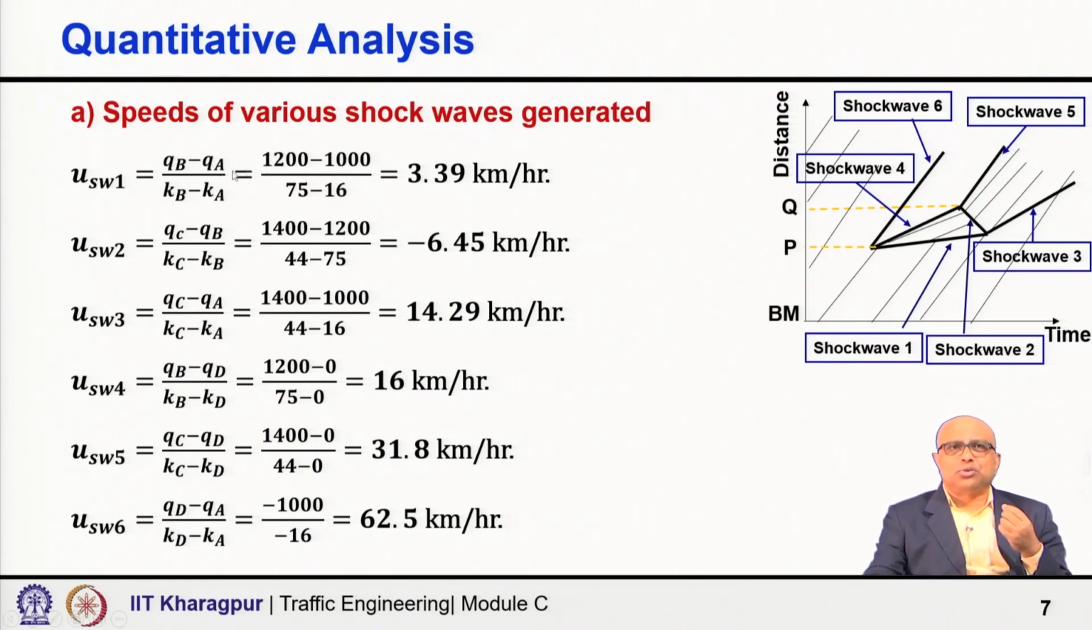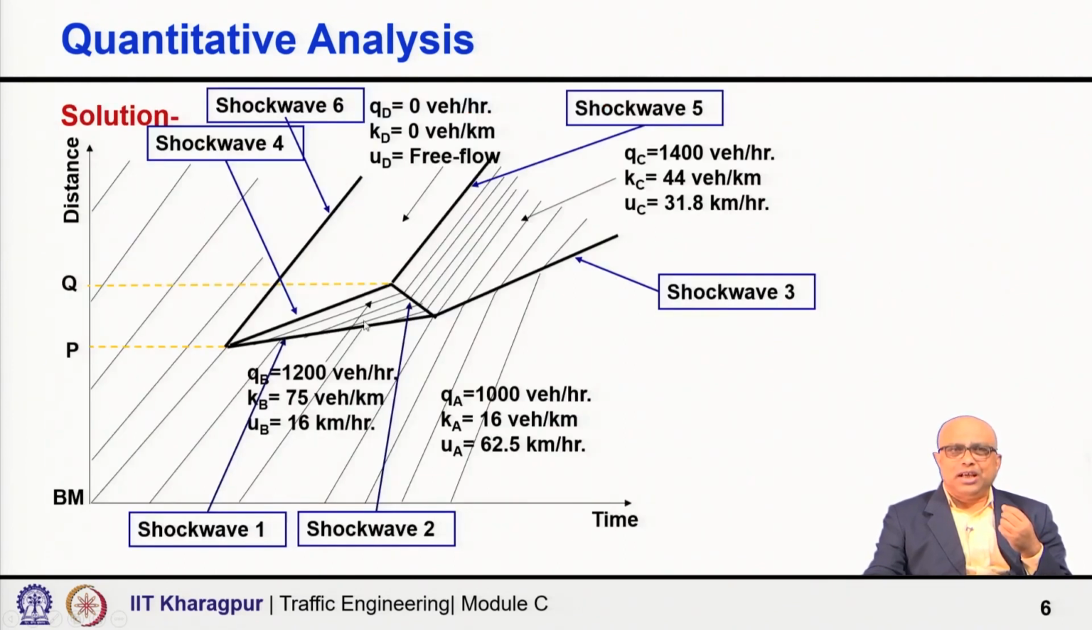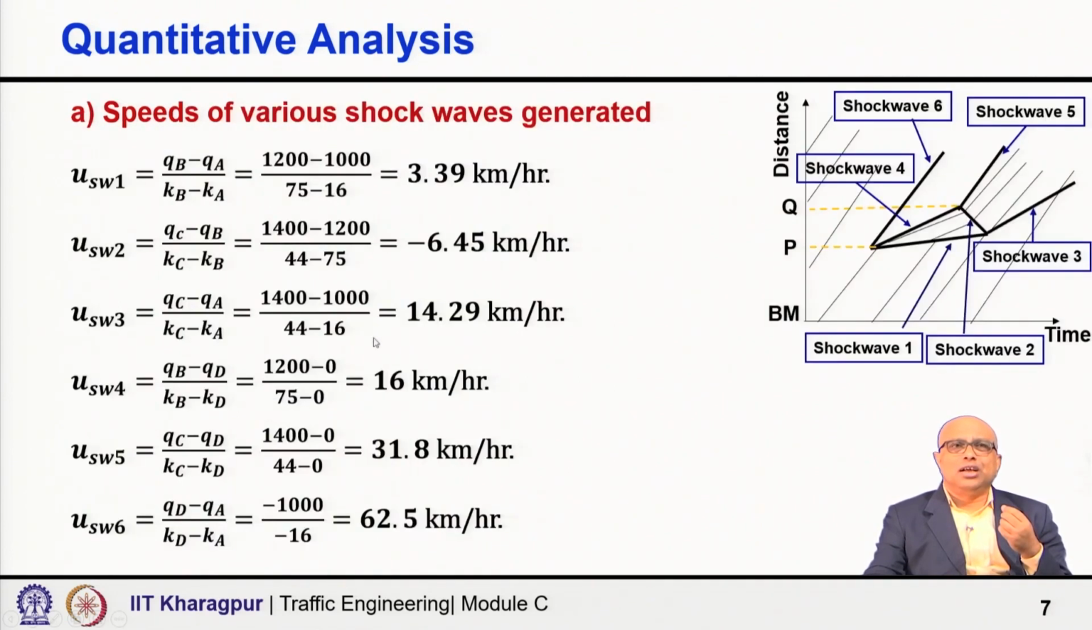First, the shock wave which will be created by traffic states A and B, that is shock wave 1, shown here as USW1, the speed of shock wave 1, you can calculate. Similarly, you can calculate the speed of shock waves 2, 3, 4, 5 and 6. Some of the values are positive, showing that they are forward moving shock waves. Some are negative, for example, the second shock wave USW2 is negative in this case.